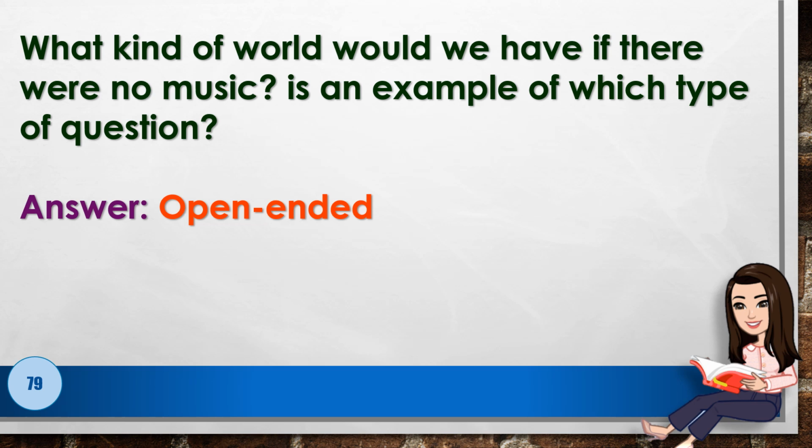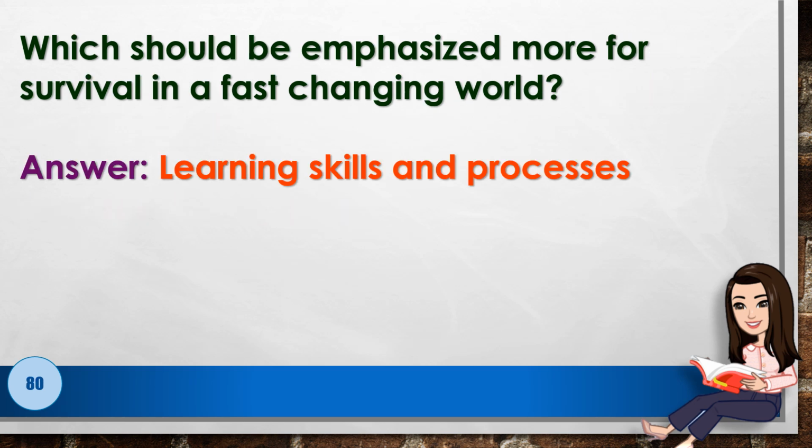79. What kind of world would we have if there were no music, is an example of which type of question? Answer: open-ended. 80. Which should be emphasized more for survival in a fast-changing world? Answer: learning skills and processes.